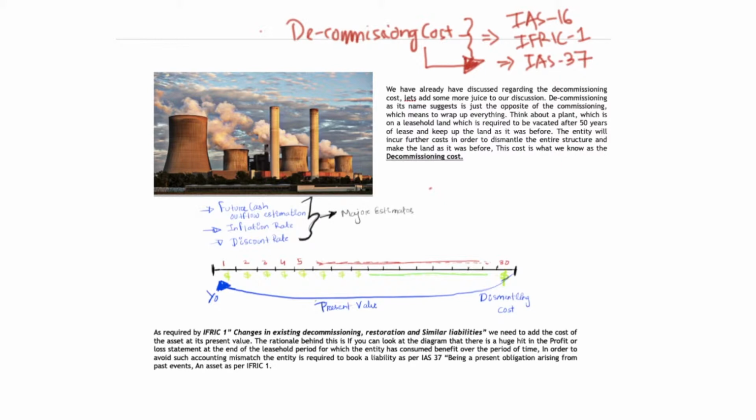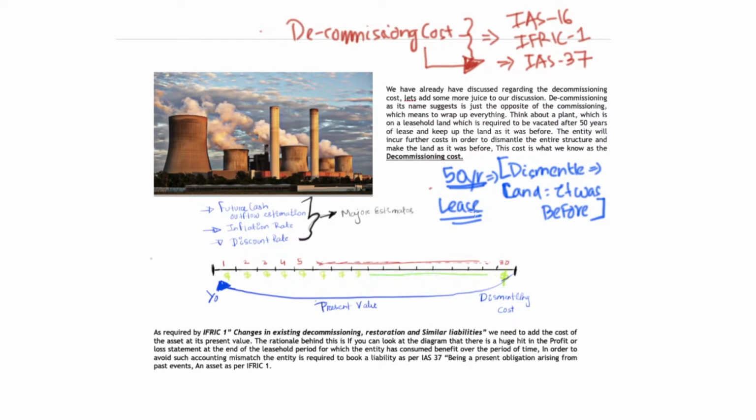Now, let's look at the picture and understand the requirement. This is basically a nuclear plant. After 50 years, this plant needs to be dismantled, and we need to make the land as it was before, which means that there's a huge cost that is going to be incurred at the end of the 50th year of the lease. What to do now?